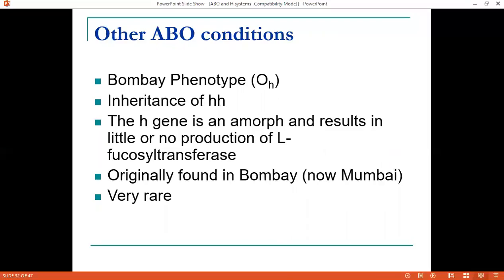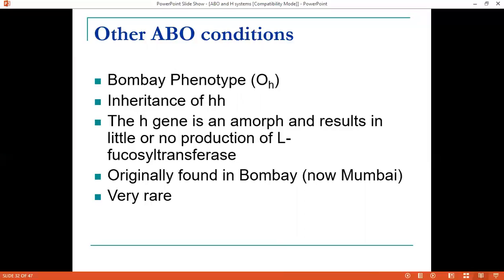Another ABO condition that is also possible is known as the Bombay phenotype. So we had discussed earlier the H antigen and the ability to inherit two recessive forms of that H, which would be the little h, little h. Well, when that happens, it's known as a Bombay phenotype, and it's designated O, little h.